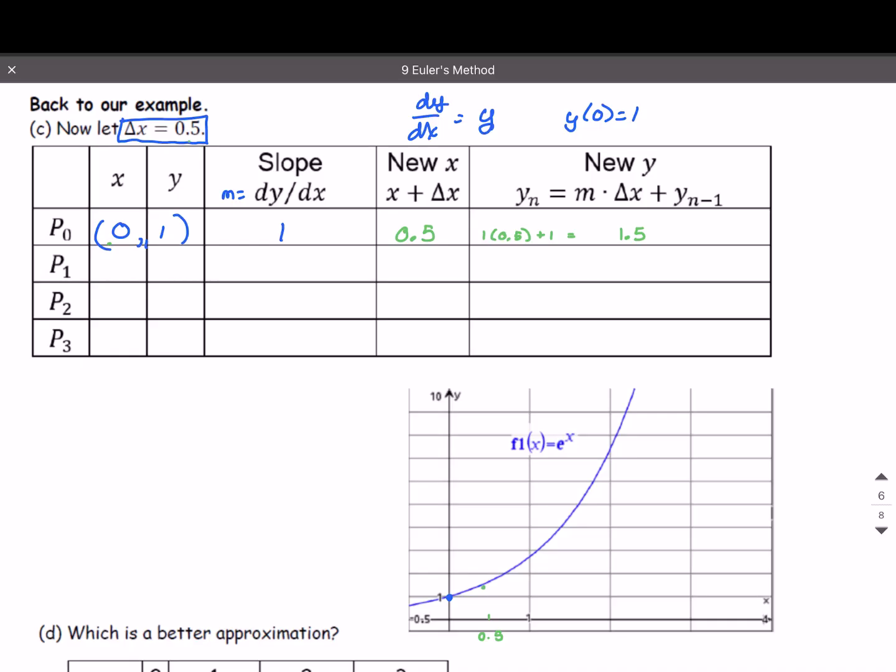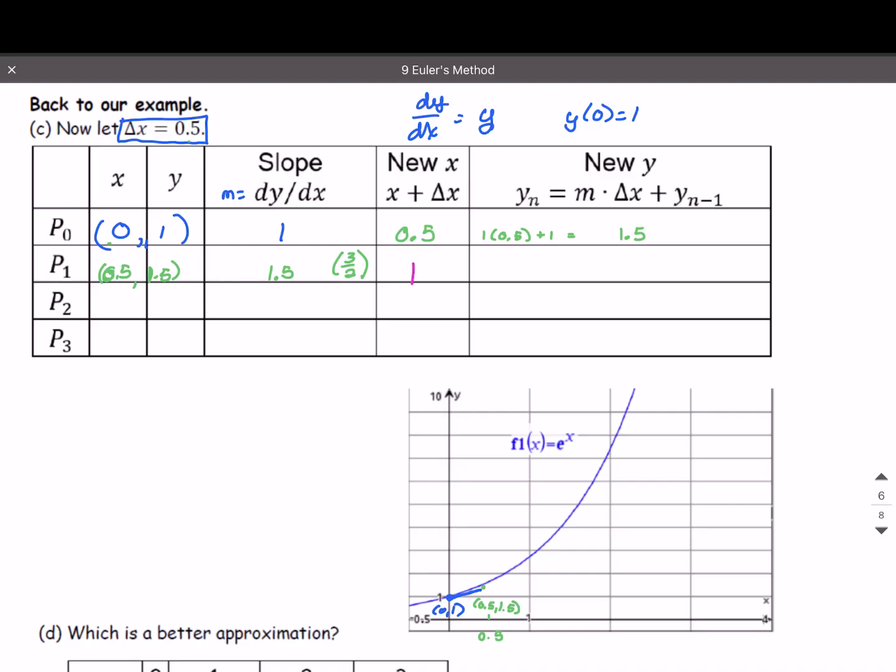And see how much closer this tangent line is already? We like that, right? This is the point 0, 1. This is the point 0.5, 1.5. Now we're going to use that 0.5 and the 1.5. And now, what's our slope? Our slope at this point is 1.5. If you're graphing, you might prefer that as 3/2, right? And our new x is going to be our old x 0.5 plus 0.5, which is 1.